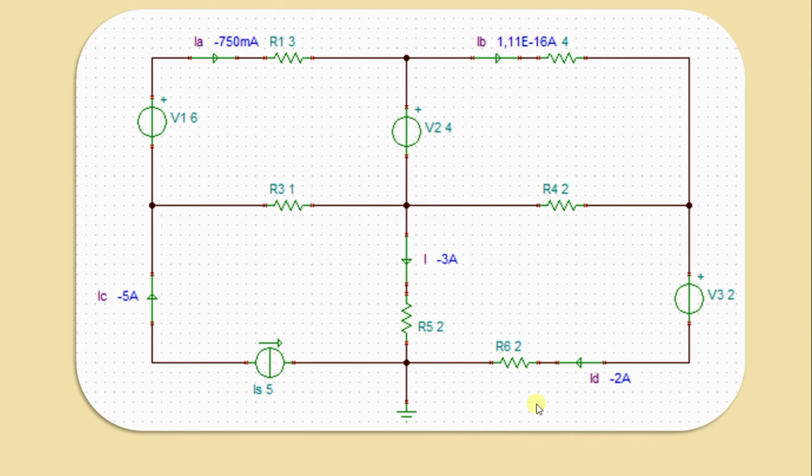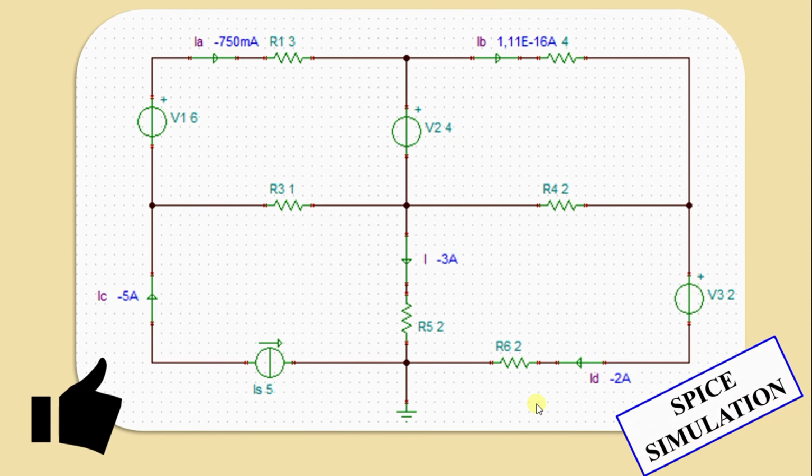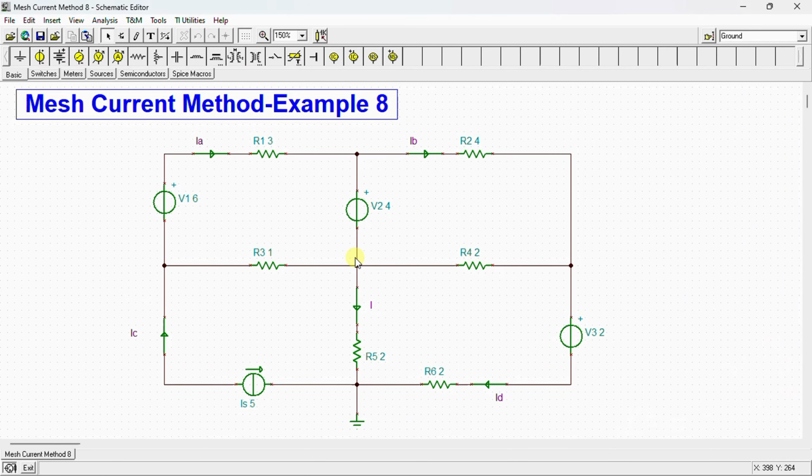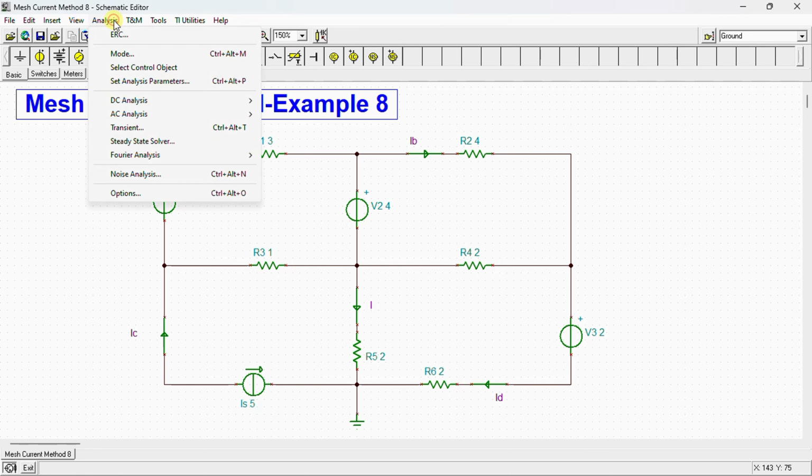After we finish the calculation, we have done a simulation using the SPICE simulator in order to verify our results. Let's move on to the SPICE simulator environment. Here is the circuit done by the SPICE simulator. We have V1 is 6 volts, IS is 5 amps, and V2 4 volts, and V3 is 2 volts, and we have our resistors R1, R2, R3, R4, R5, and R6.